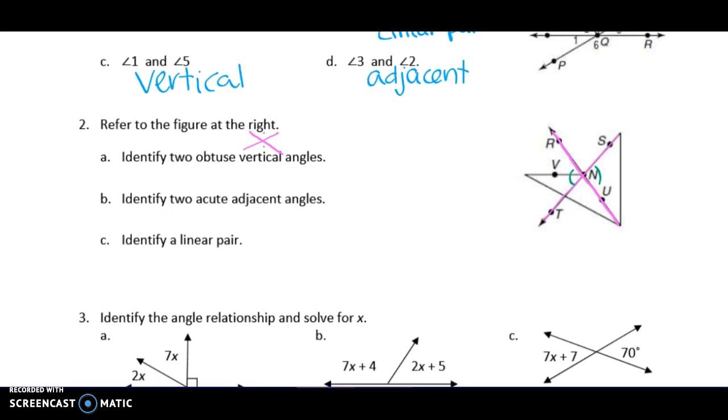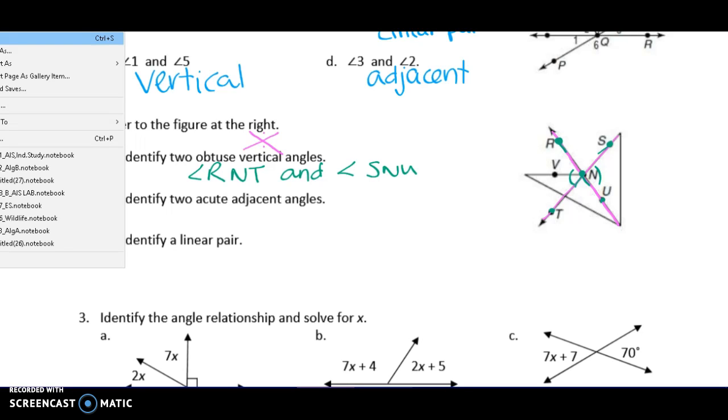This side and this side. So now I need to whole name it. I start on one side of the angle, go to the vertex, and then on to the third point. So angle R and T, and from the other side, same thing. Start at one end, to the vertex, to the third point, angle S and U.